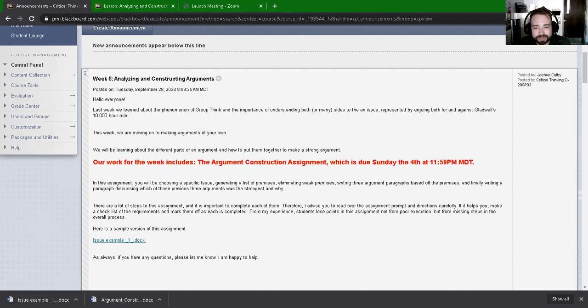So we're going to be learning about different parts of an argument and then how to put them all together in our assignment, which is due on Sunday the 4th by 11:59 p.m. Mountain Time. Which is the argument construction assignment.